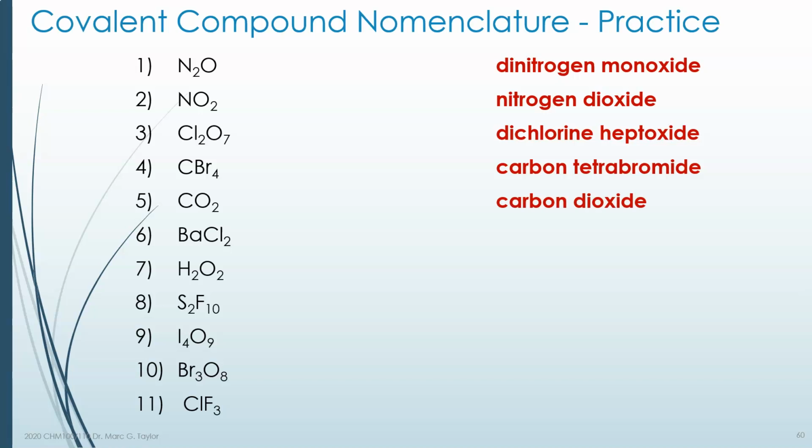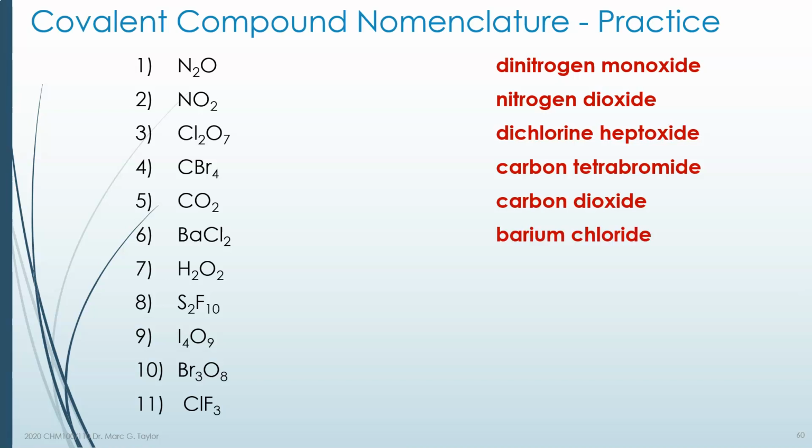BaCl2. I'm pausing to see if you notice. Ba is a metal. That's barium. We can't use these rules. We have to go back to our old ionic rules. So this would be barium chloride.